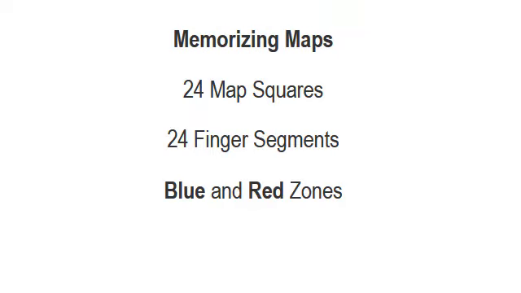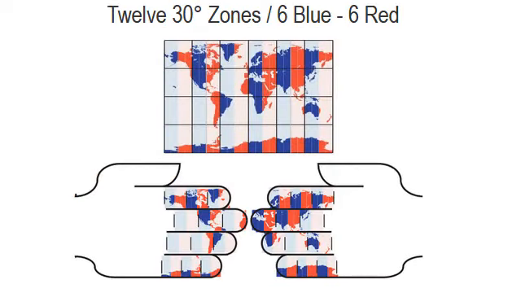Your 24 finger segments are similar to the seating sections of a theater or the rooms of a palace. By dividing them into blue and red zones, you organize them symmetrically. The blue and red color zones are 30 degrees wide. There are 6 zones of each color. Each finger segment represents 60 degrees and has both a blue and red zone.